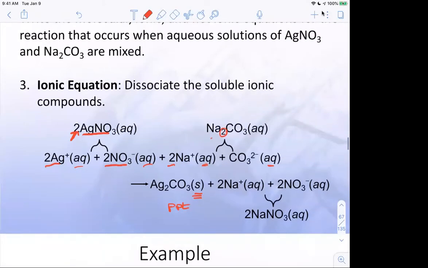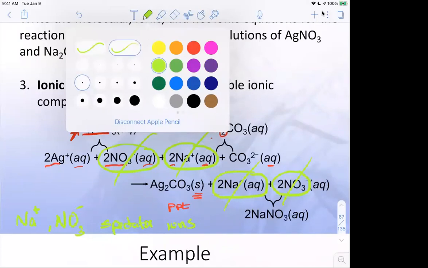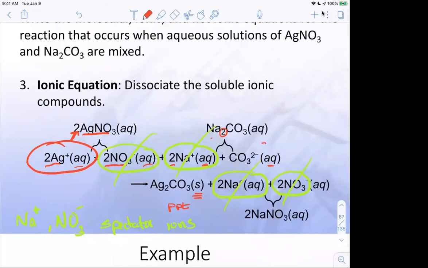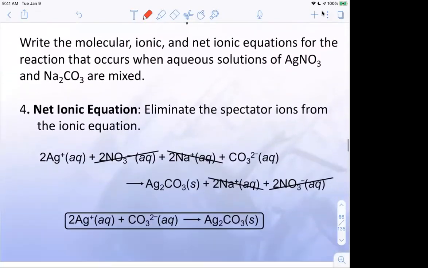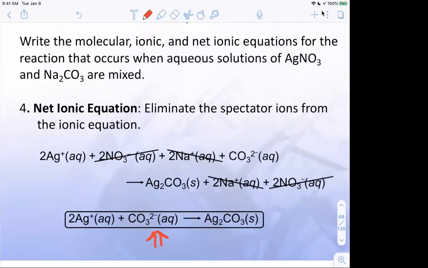Well, let's identify the spectator ions. On both sides of the reaction, I have the 2 sodium ions. And I also have the 2 nitrate ions. So my sodium and my nitrate ions are going to be spectator ions. When I think about canceling them out on both sides, what I'm now left with is my silver plus my carbonate going to my silver carbonate. So this is going to be my net ionic equation that I write here. I cancel out my spectator ions, right? I eliminate the spectator ions, and I'm just representing the ions that actually change.